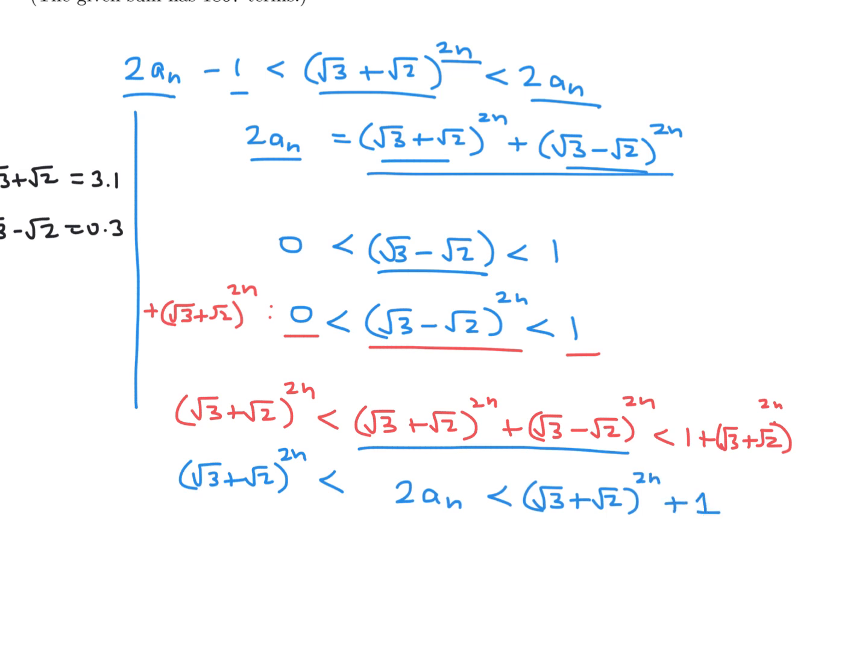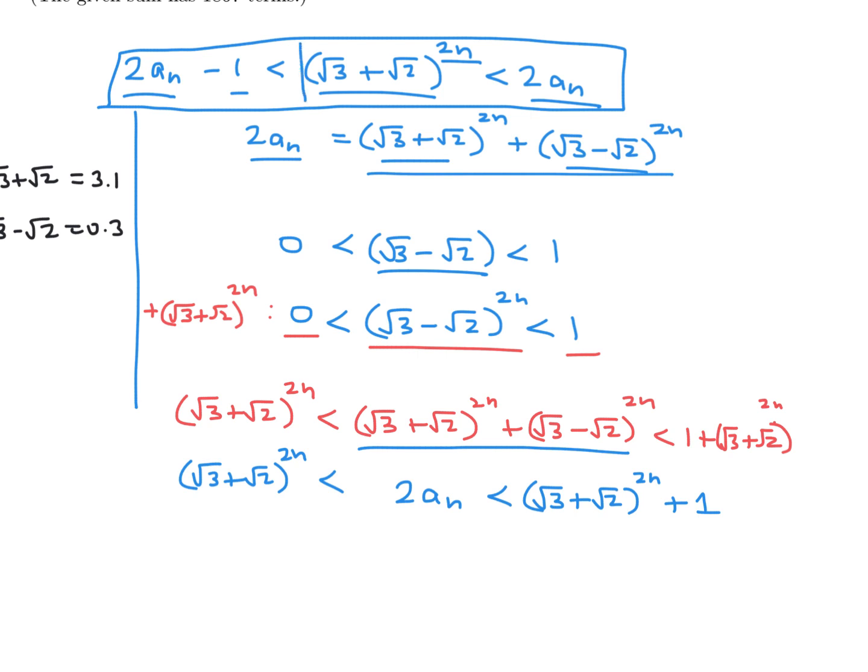Okay, so let me just go back here. I think we're getting very close to this guy here, because we got this part already. See, this part is already 2an is greater than root 3 plus root 2 to the 2n. So that part of it is already done.